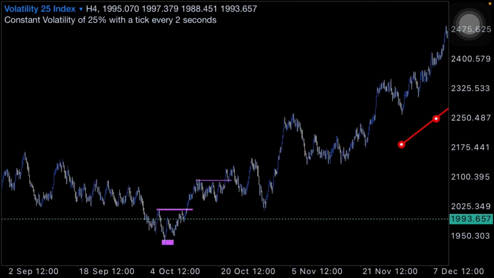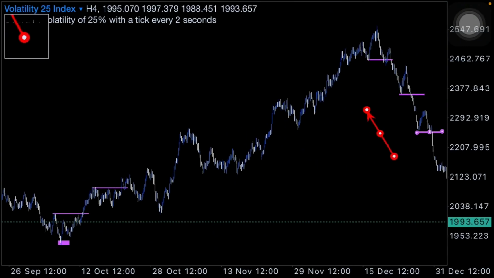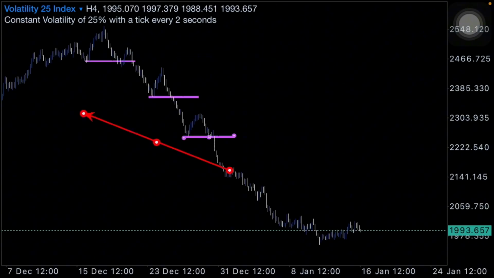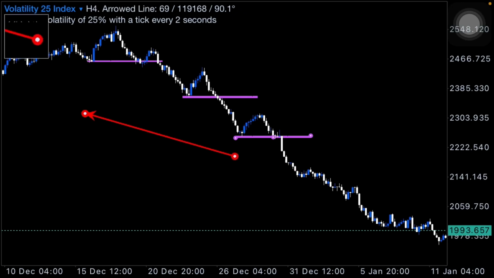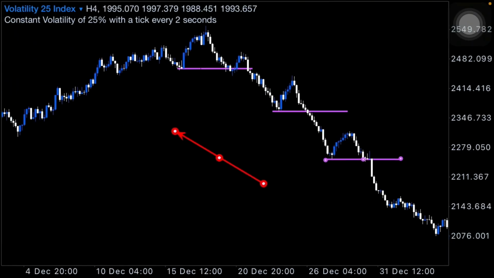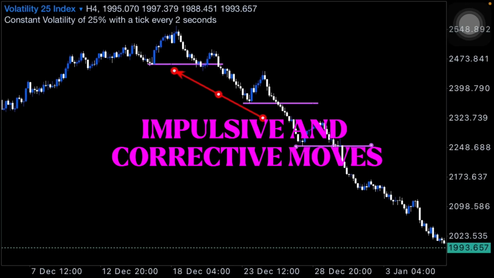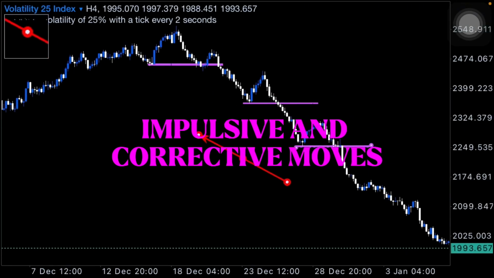You see how it breaks with an impulsive move. Okay, so that is it. And now this will lead us to the concept of impulsive and corrective moves. Most newbies might not know what impulsive and corrective moves are.